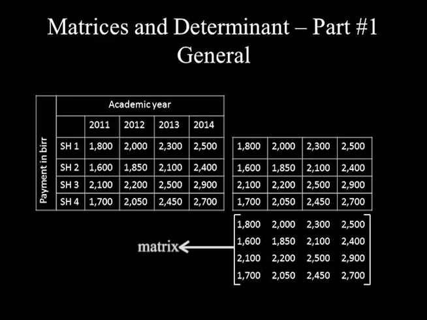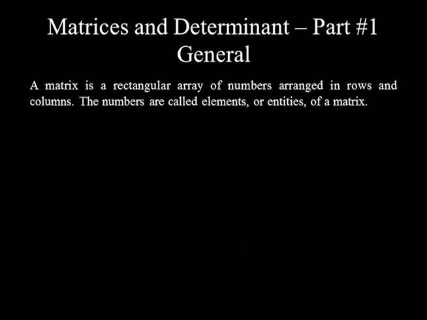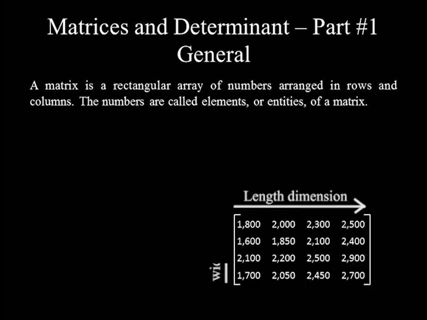So let's define what a matrix is. A matrix is simply a rectangular array of numbers arranged in rows and columns. Why is it a rectangular array? Because it has a length dimension and a width dimension. The numbers inside the square bracket are called elements or entries of a matrix. In the given example, the numbers like 1,800, 2,000, 1,100, 2,900, etc. are elements or entries of the matrix.